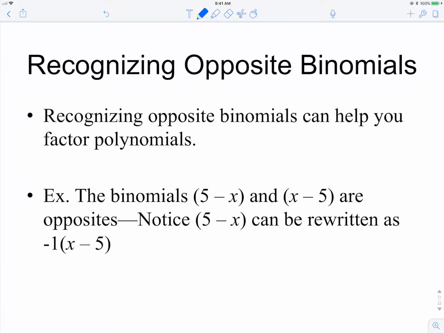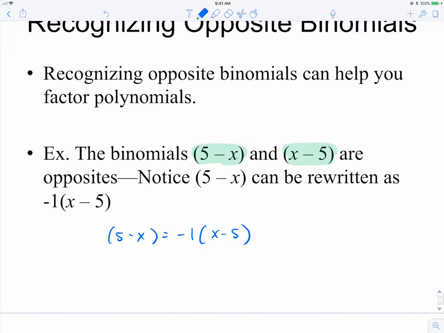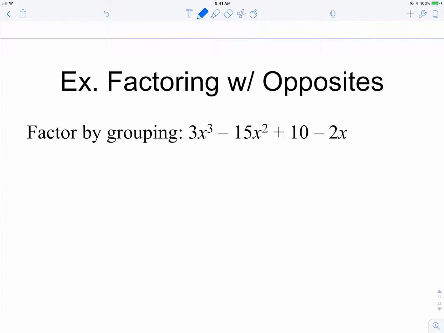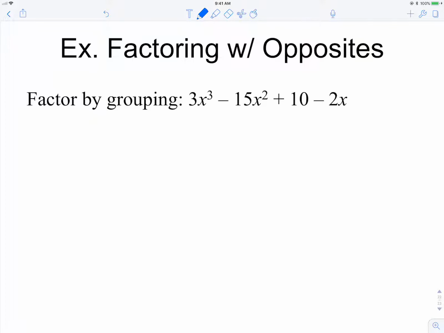Okay, it can be helpful for us to recognize opposite binomials. So notice that 5 minus x is not the same as x minus 5, even though they look very similar. 5 minus x can be written as negative 1 times x minus 5. So just factoring a negative 1 out, and then we would have a factor of x minus 5. So that can be helpful. So I'm thinking that will be helpful in this example.